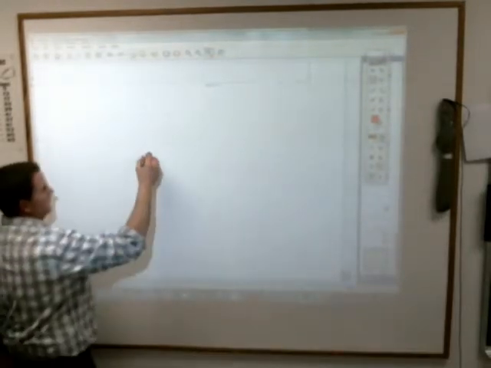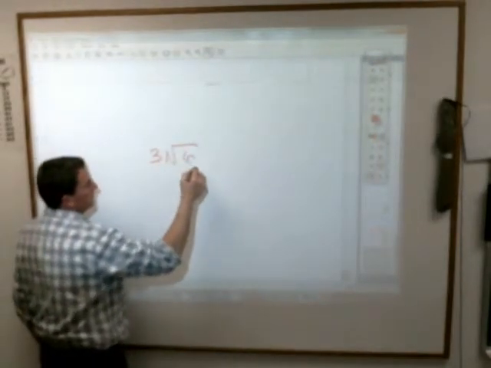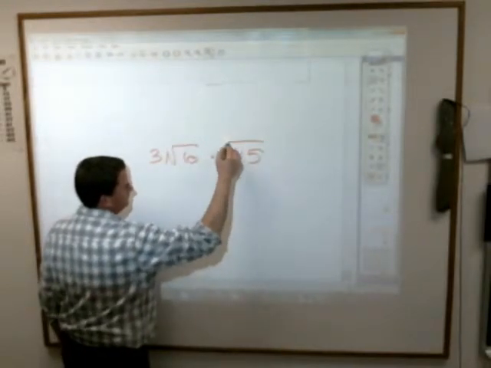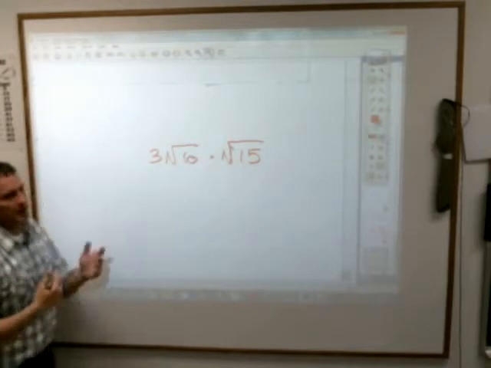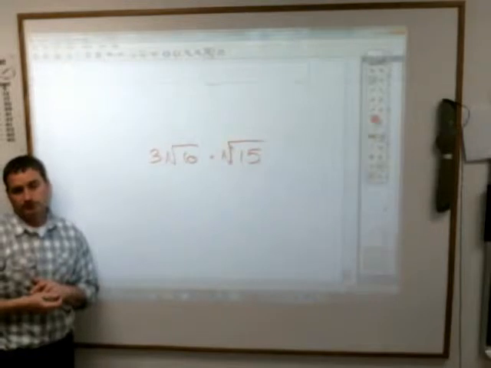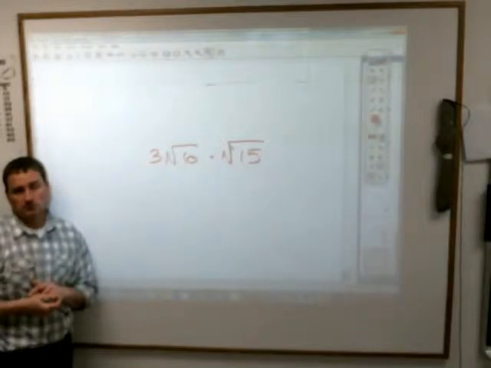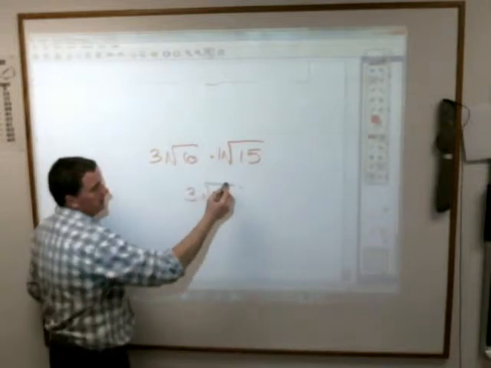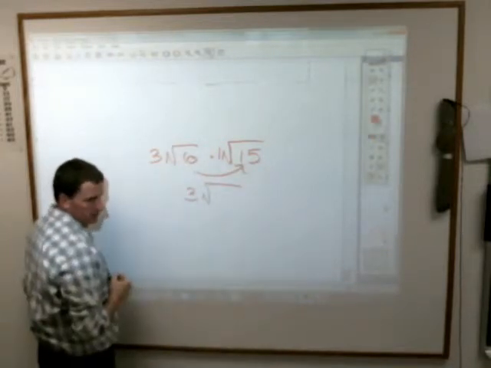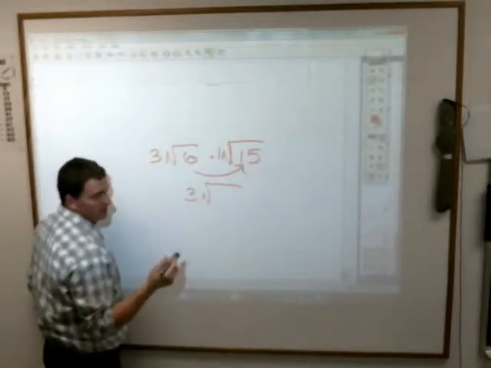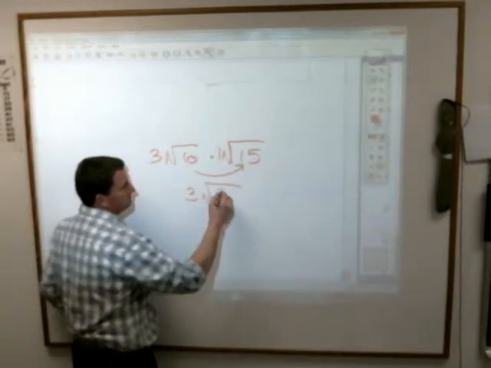3 times the square root of 6 times the square root of 15. Now, if I multiply them, let's just multiply. What do I get if I multiply that out? Morgan? If I multiply, 3 times 1 gives you 3, and in the square root sign I get 6 times 15, which is? 195. Good guess. I'm not right, but it's 90.